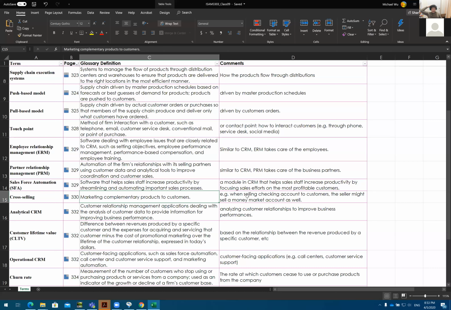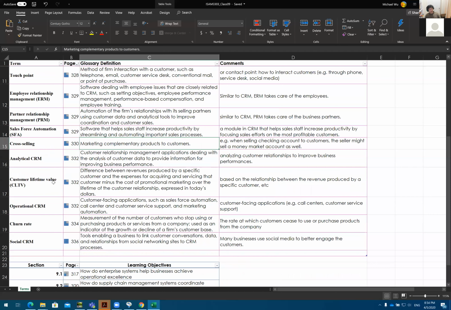And of course, you have other options, but regardless, that's cross-selling, money market account as well as a checking account. Analytical CRM uses the CRM data to analyze the company's intimacy with the customers, like what's the relationship with the customer, are they satisfied? Are they doing something like buying more stuff or browsing more stuff and so forth? So this may help improve business performance.